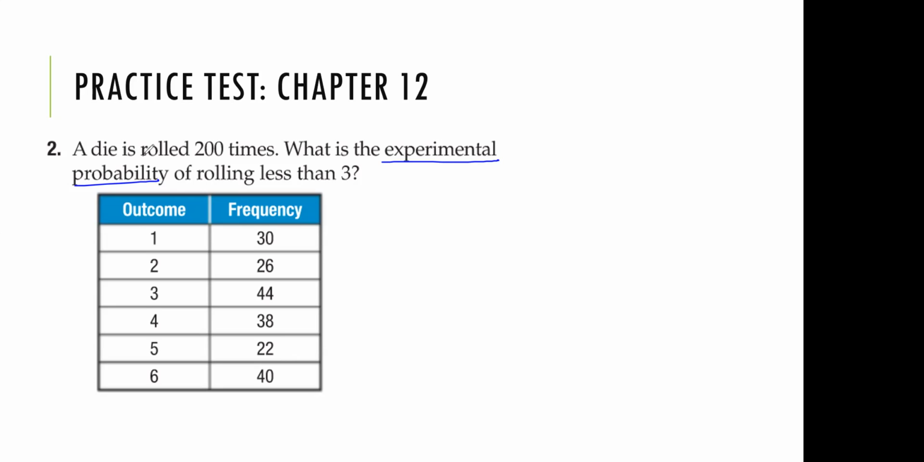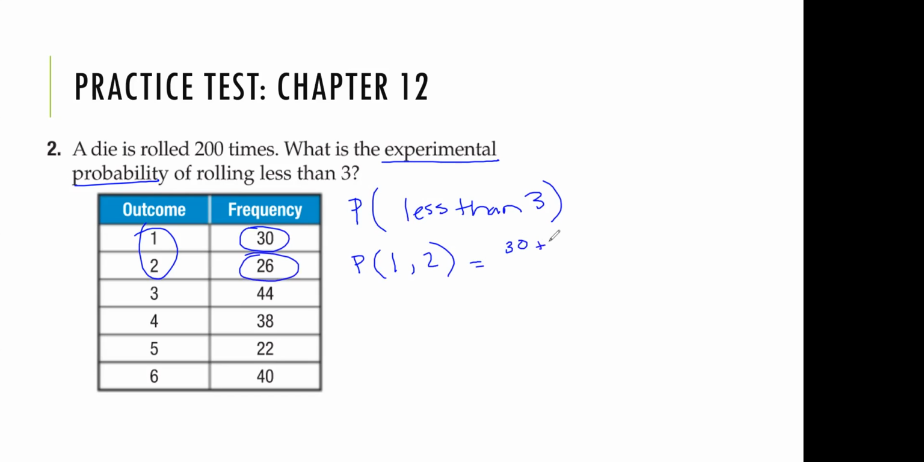But experimental probability is what actually happened. So they did this experiment. They rolled a die 200 times, and they got 1 this many times, and 2 this many times, etc. We want to know the probability of getting less than 3. Less than 3 does not include 3, so we want the probability of getting 1 and the probability of getting 2. They got 1 thirty times, and they got 2 twenty-six times, out of a total of 200 rolls.